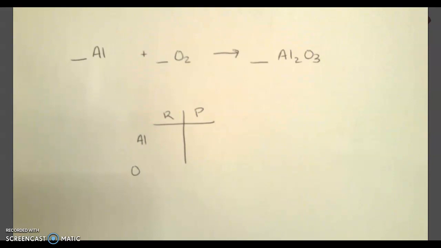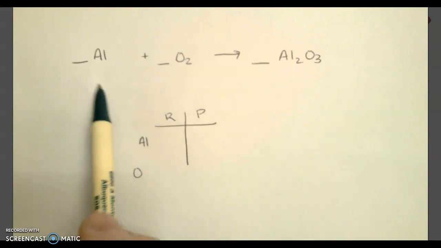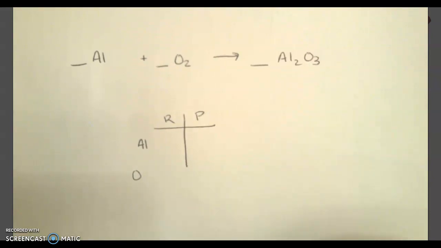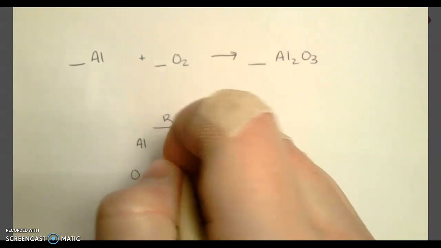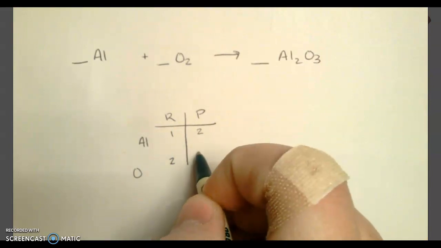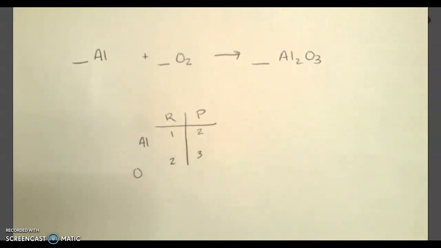Aluminum and oxygen, creating aluminum oxide. This is another synthesis example where we have 2 molecules combining to make 1. Let's go ahead and try our first step, which is again doing our atom inventory. I have 1 aluminum, I have 2 oxygens in my reactant. I've got 2 aluminums and I've got 3 oxygens in my product.